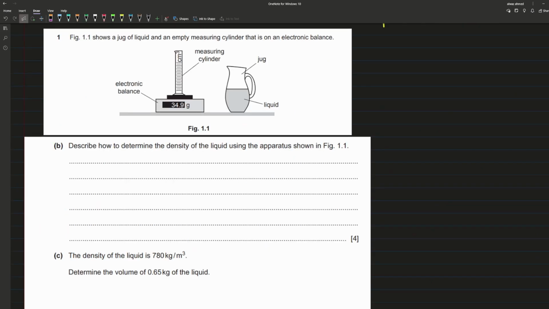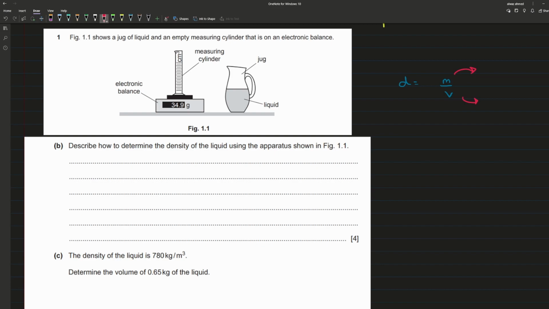Okay, so this is a P2 question, so let's start. They say that figure 1.1 shows a jug of liquid and an empty measuring cylinder that is on an electronic balance. The part says describe how to determine the density of the liquid using the apparatus shown in figure 1.1. So density, as we know, is mass over volume. So we need two things. One of them is mass and the other is volume. So let's talk about volume first.